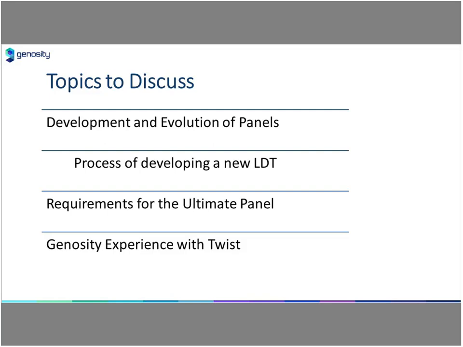After reviewing the process, we'll take a look at the requirements of what it would take to build something like an ultimate panel, the exome being that ultimate panel before we make a jump to a genome, and then spend the back end of the talk really describing our experiences with the Twist product, the Twist chemistries, as they relate to capture. And so Twist offers both custom panel design as well as exome or customized content on the exome. Our experience has been with their exome product, and so a lot of the topic will be just focused on that.